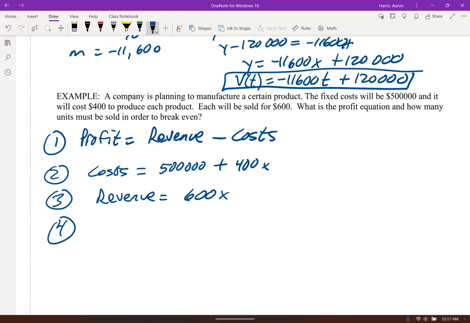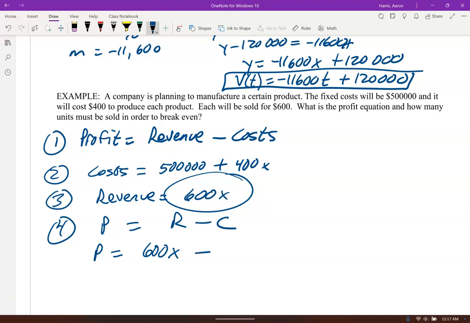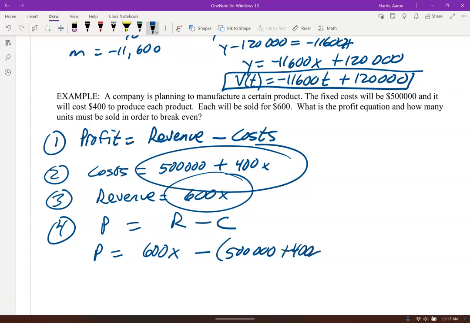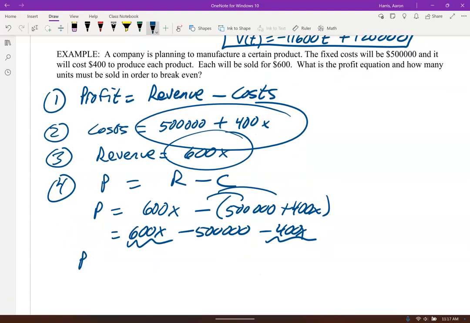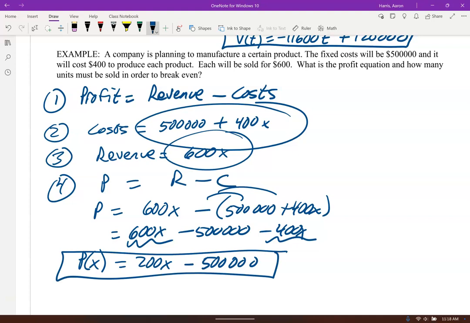So finally, profit equals revenue minus cost. So the profit function will be revenue, 600x, minus the costs. Distribute that. Combine like terms. And here's our profit function in terms of x units. There's the profit equation.